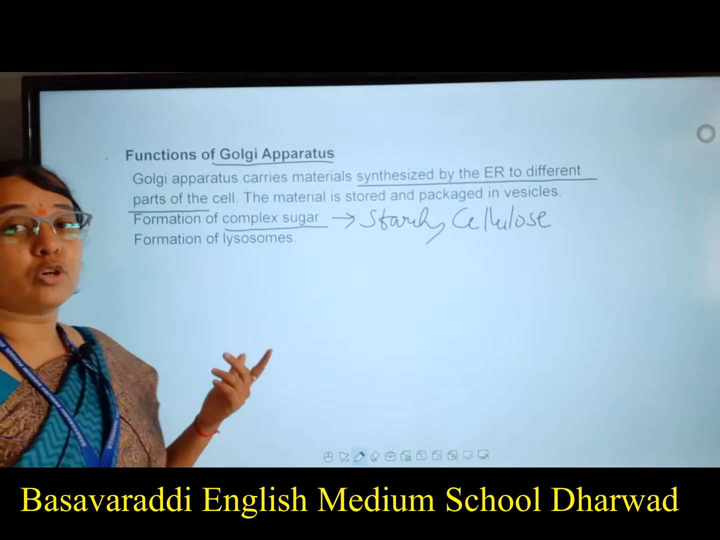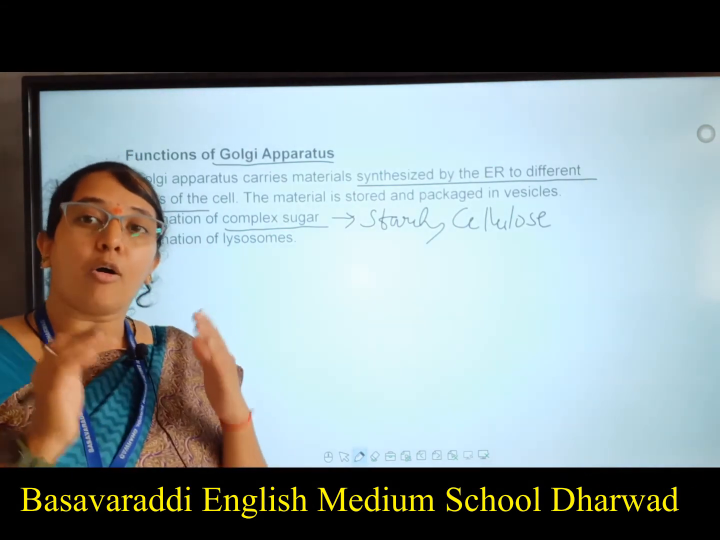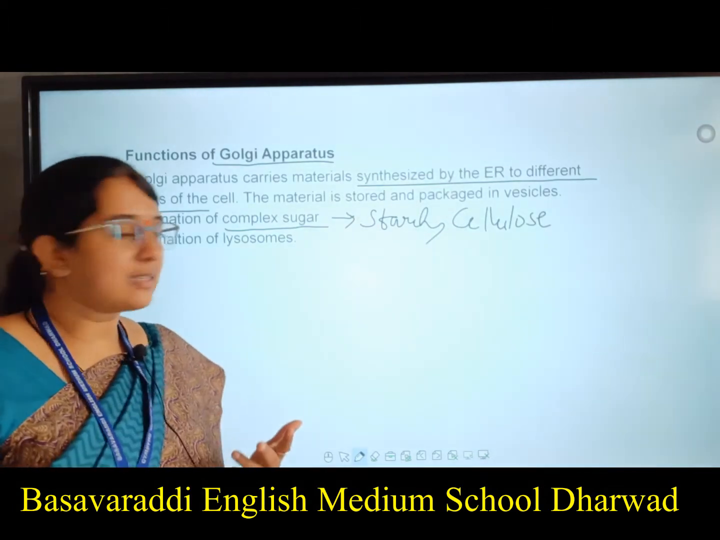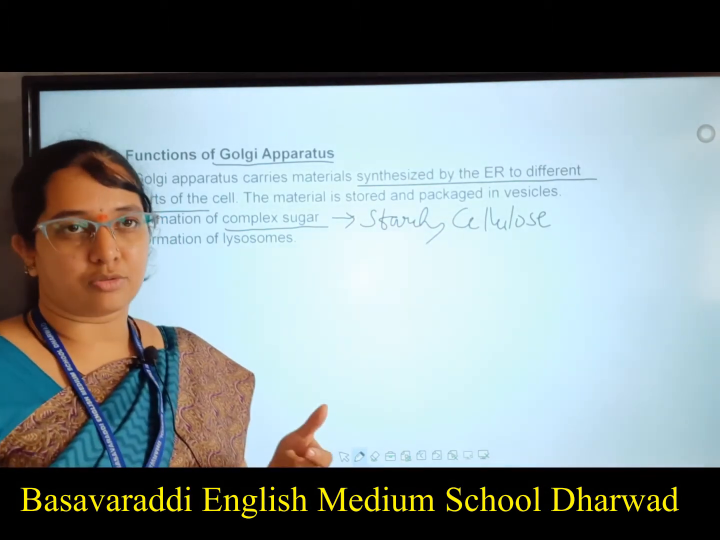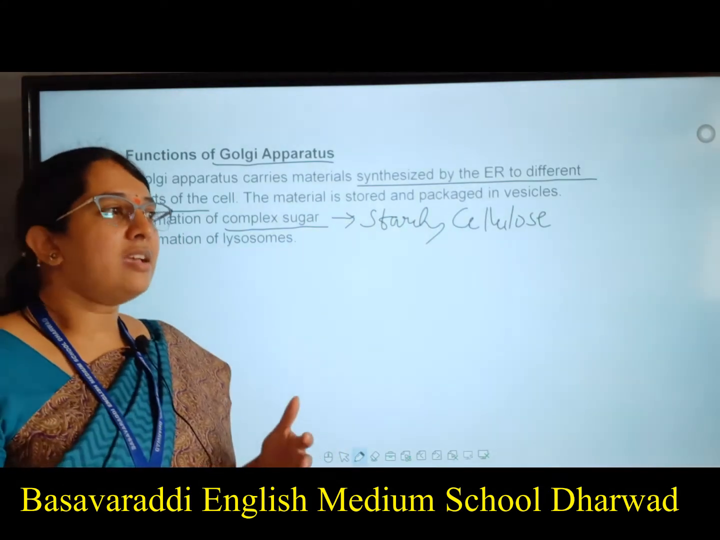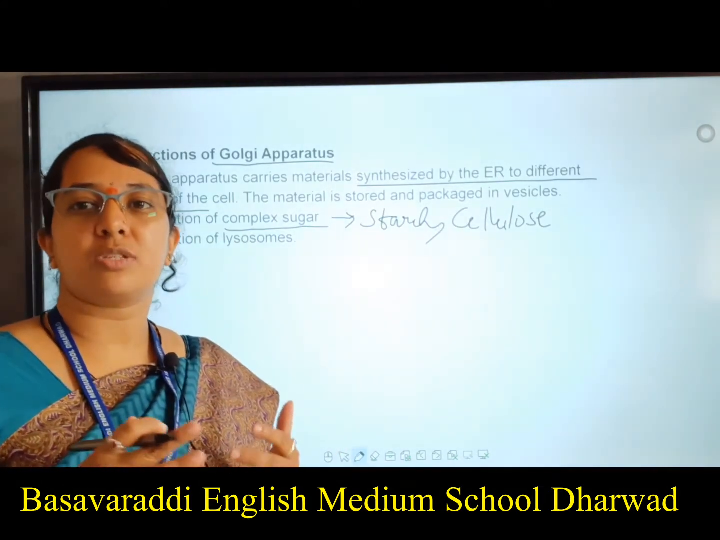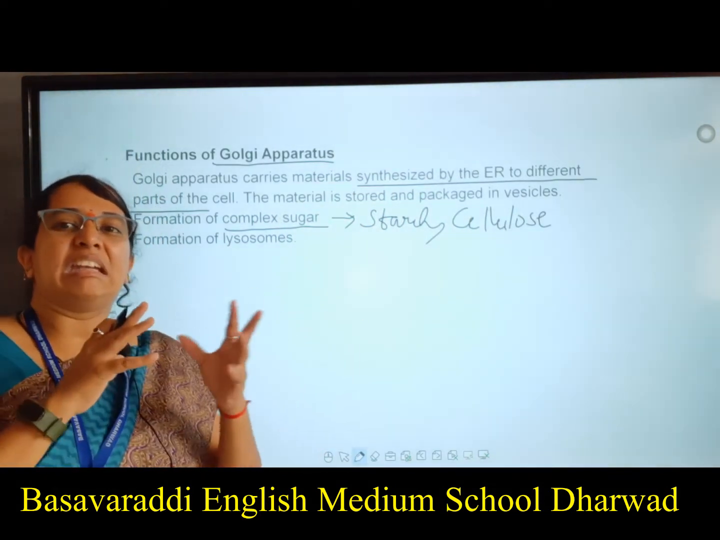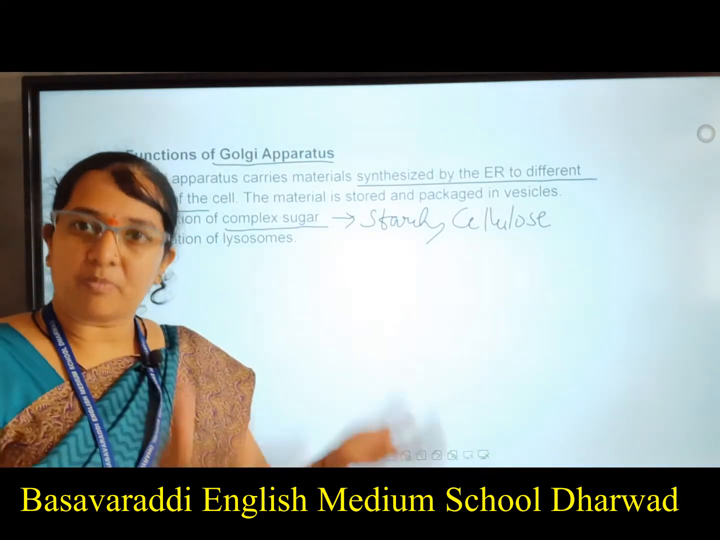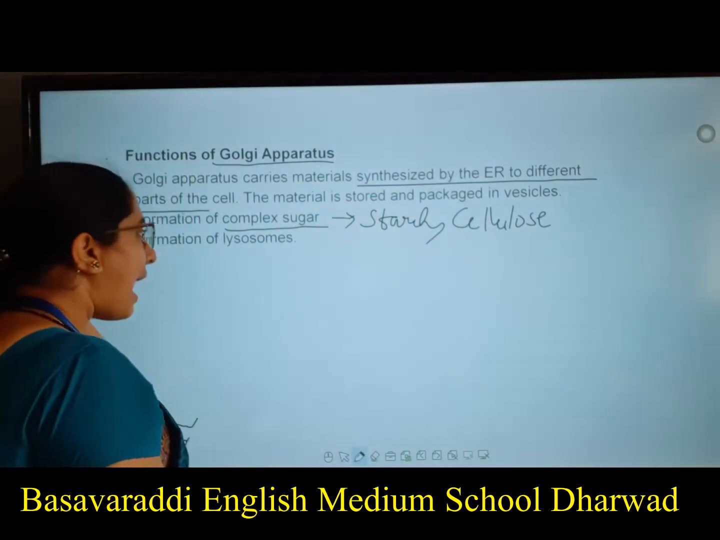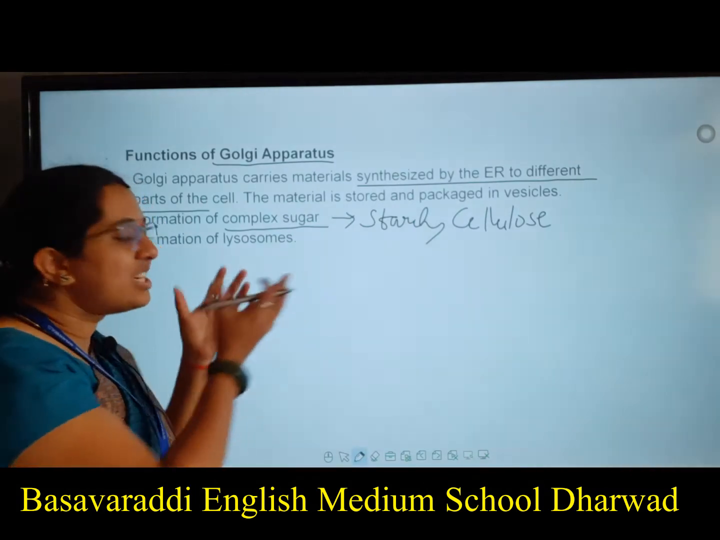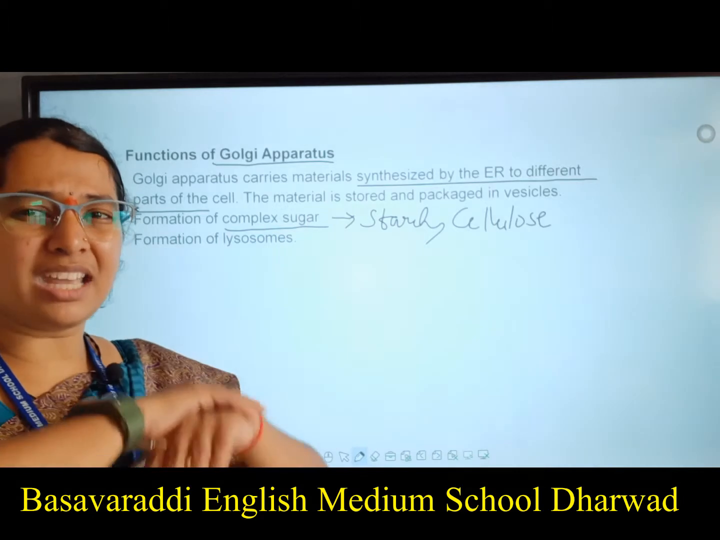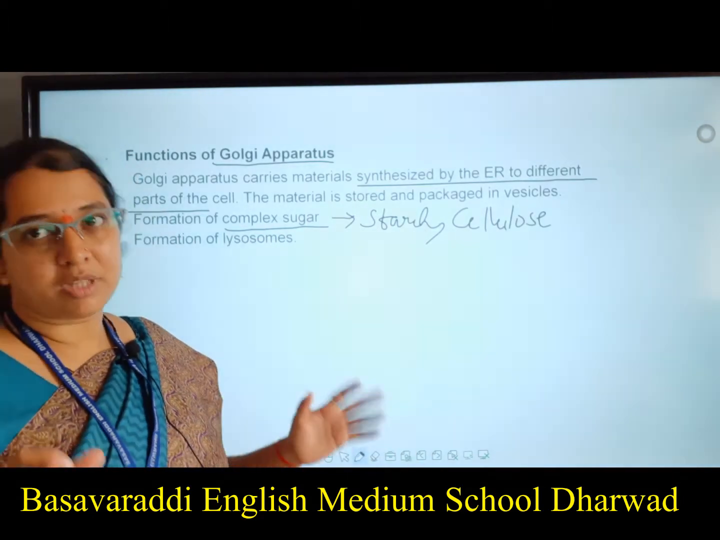Formation of lysosomes. Lysosomes are also a type of organelle present in the cell. We'll study the functions of lysosomes in the next classes. These lysosomes are like suicide bags. We call them suicide bags because they take all the dead and decaying things given out in the cell, and they are not just taking them, they completely remove and destroy all those wastes from the cell.